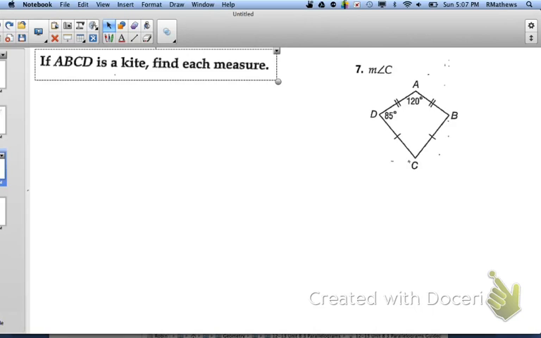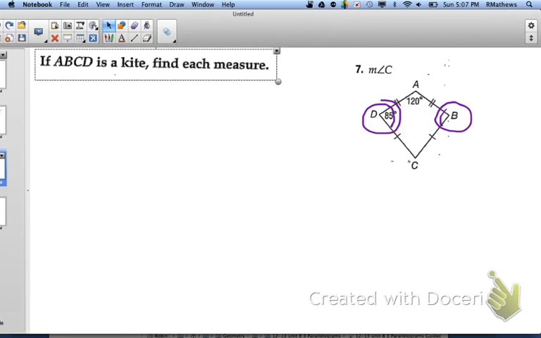So what we know about kites is that exactly one pair of opposite angles are congruent. That's going to be the pair that's between the two sides that aren't congruent. So D is going to be congruent to B. In this situation, A and C will not be congruent. They're between two congruent sides, and so the opposite angles won't be congruent.